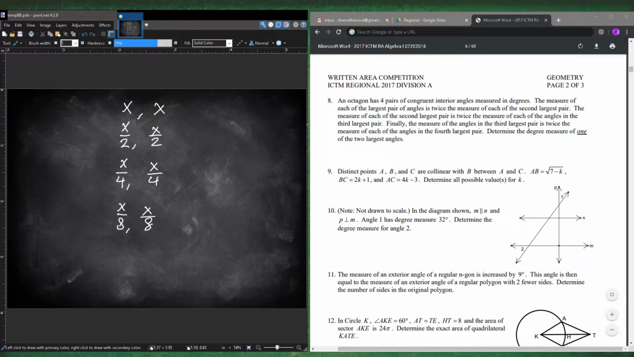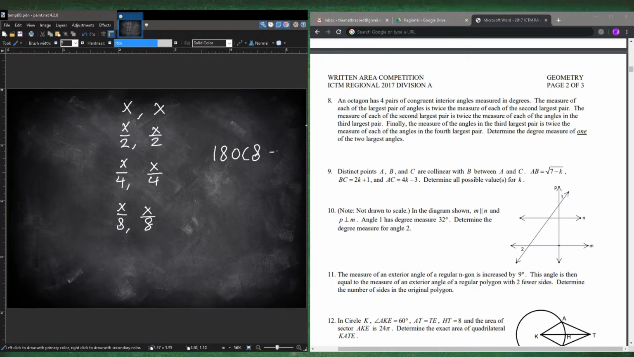And then determine the measure of one of the two largest angles. So we have to find the measure of A because that's the largest angle. And we know all 8 of these angles add together equals the sum of the interior angles of a polygon, which is just 180 times (8 minus 2), right? Because that's to calculate the sum, if n is equal to the number of sides, it's just 180(n minus 2).